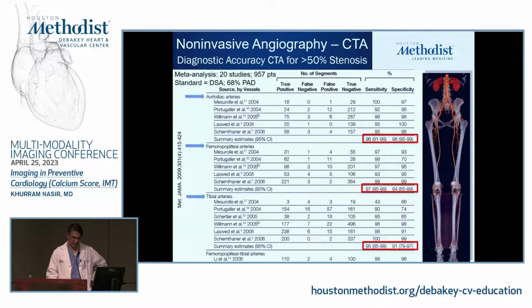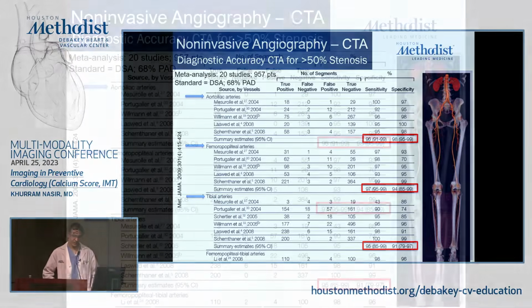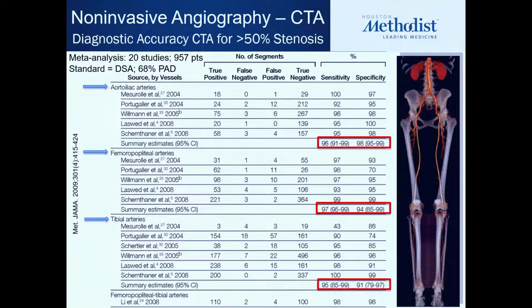And so we'll discuss a little bit about that. When it comes to diagnostic accuracy, no matter what arterial bed you look at, with CT, if you just look at the red boxes, you can see the sensitivity and specificity. These are highly accurate tests for diagnosing disease. And remember, these are all compared to invasive angiography.